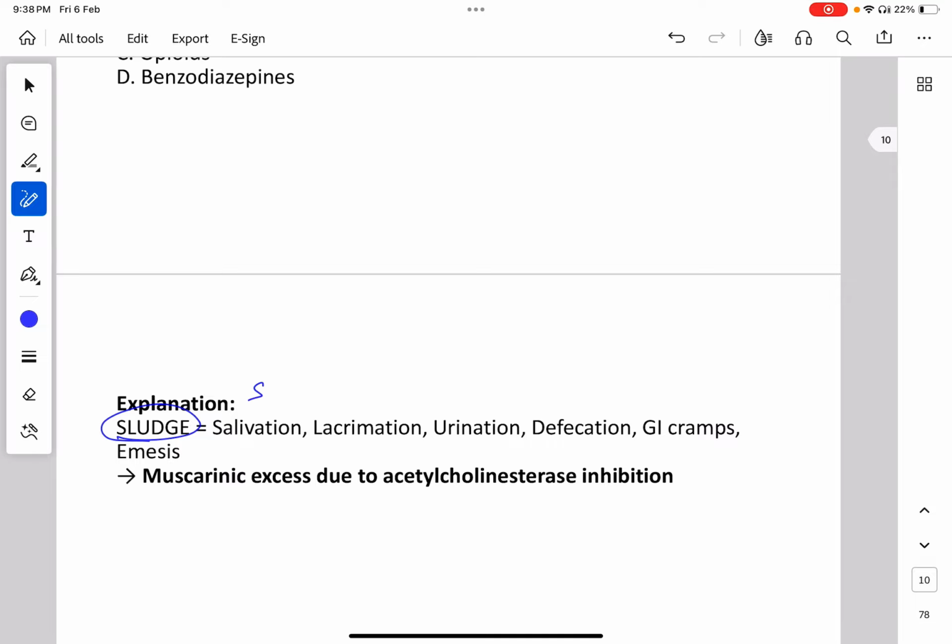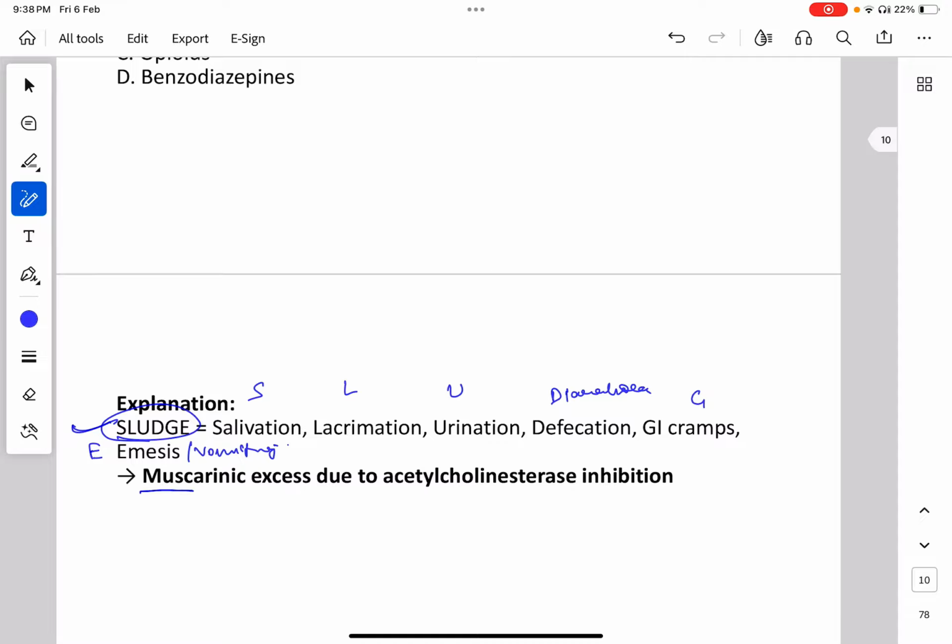S stands for salivation, that is increased salivation. L stands for lacrimation, that is increased tears from eyes. U stands for increased frequency of micturition or urination. D stands for defecation or diarrhea, means increased frequency of stool or loose stool. G stands for GI cramps, that is abdominal pain, and E stands for emesis or excessive vomiting. So these are the symptoms in OP poisoning, which is usually remembered with this mnemonic SLUDGE.